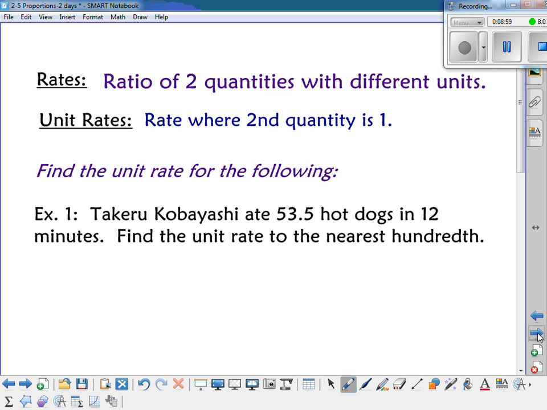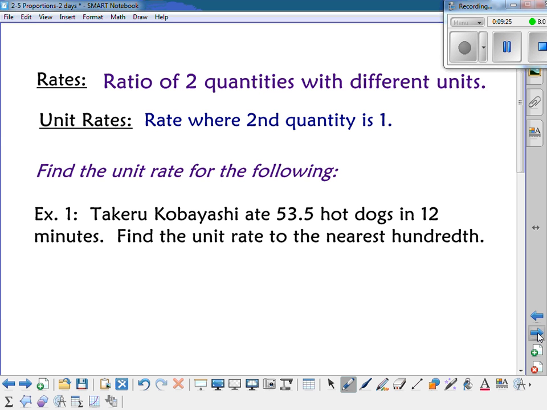Okay, a rate is a ratio where we have two quantities with different units. For instance, miles per hour or feet per second. And a unit rate is a rate where the second quantity is 1. So in other words, how many miles can I drive in 1 hour? How many feet does an object fall in 1 second?